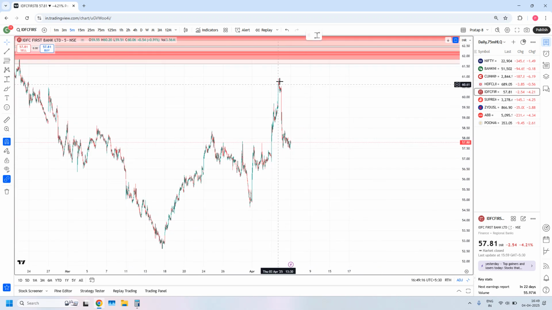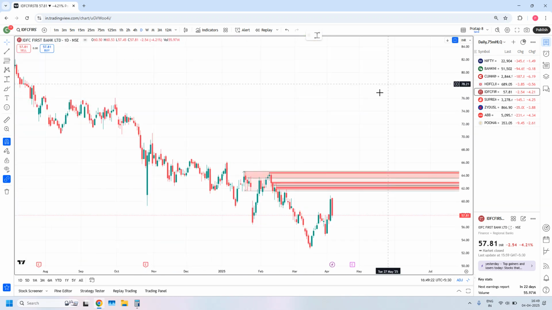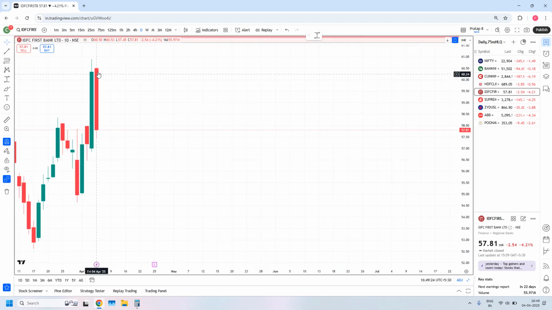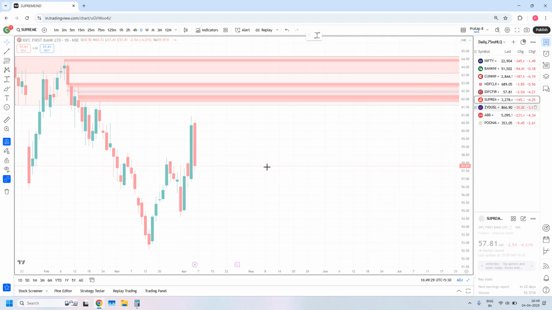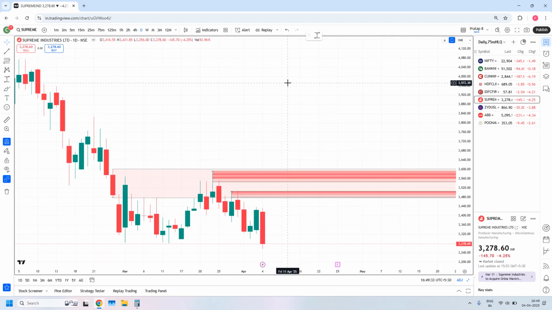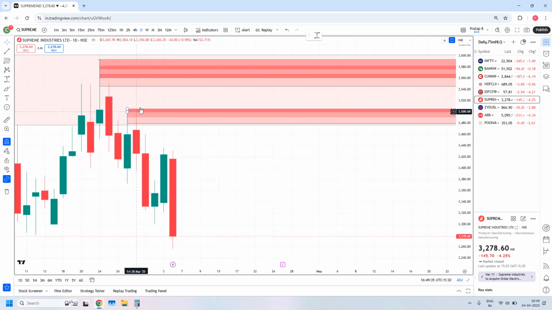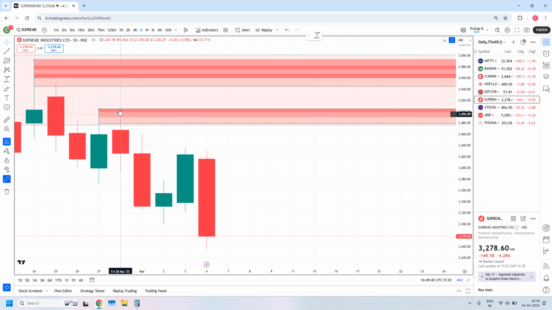But anyway, today price did not enter into the zone. See today's daily candle. This is the daily candle. And Supreme Industries, I think we already analyzed this stock. I already explained previously, this is also having multiple order flows. But one of these order flows is already tested, so next you can plan trades. But here today prices did not enter into the zone.